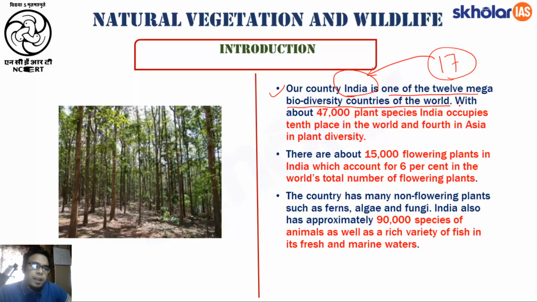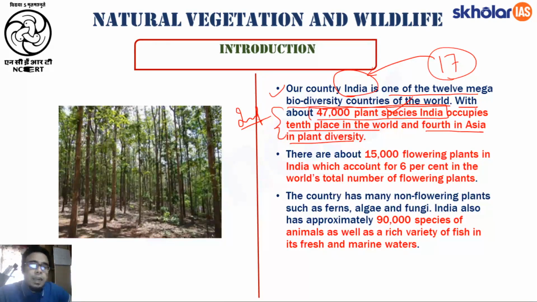Alright, fine. Then with about 47,000 plant species found in India, India occupies 10th place in the world and 4th in Asia in terms of plant diversity. Again, a very important point, right? So with 47,000 plant species, what is the rank of India in the world in terms of plant species? It is 10th in the world and 4th in Asia.